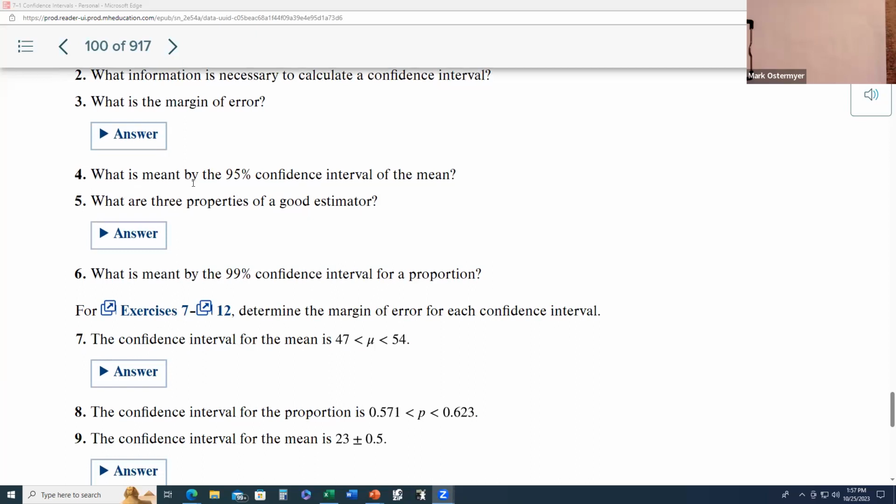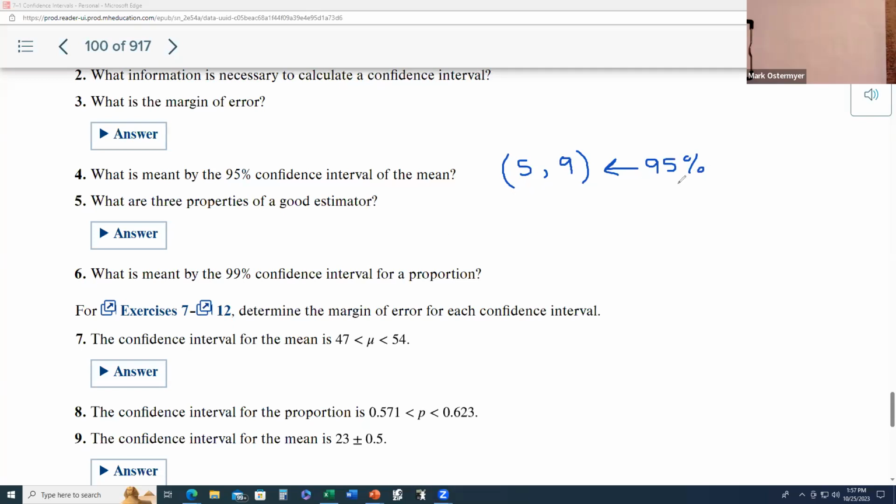Number 4, what is meant by the 95% confidence interval of the mean? Suppose I built a 95% confidence interval for an unknown population mean by using my sample mean. Suppose that 95% confidence interval, just for the sake of argument, looked like this. Let's say the lower end point of the interval was 5, and the upper end point is, let's say, 9.